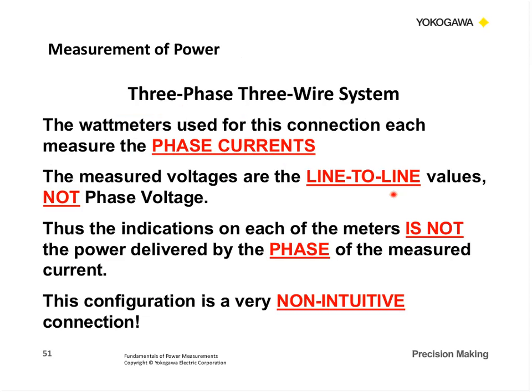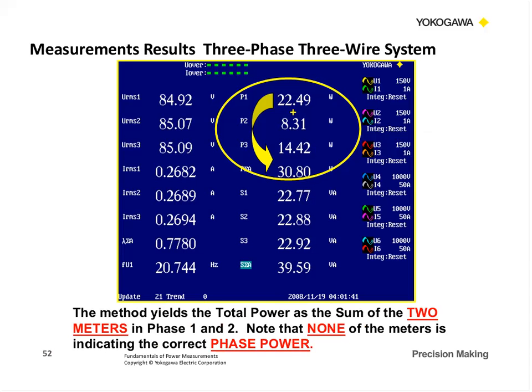Therefore, when we look at the watts reading, it's not phase watts. We get a reading for watts, but they are not phase watts. And I say this configuration is very non-intuitive. This can throw up a lot of questions if you're not familiar with it. We'll show you what happens.